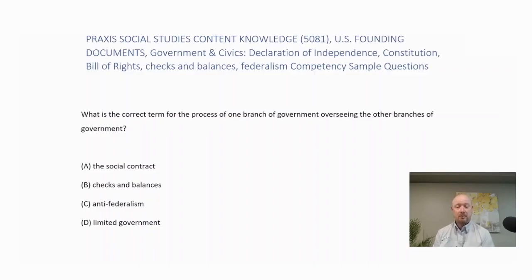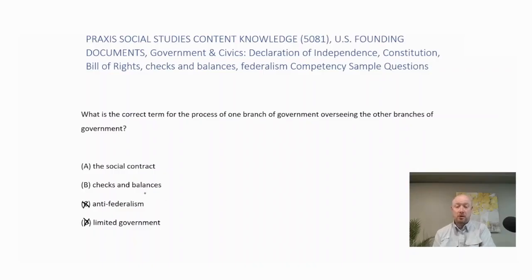All right, so let's eliminate some possibilities here. I'm going to eliminate limited government. That's just a philosophy that we want as small a government as possible. It has nothing to do with one branch of government overseeing the other branches, so I'm going to eliminate that. Anti-federalism was a very early philosophy that the anti-federalists were against the Constitution because they thought the government would have too much power over the states. We're going to eliminate choice C.